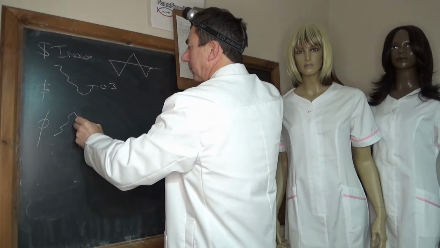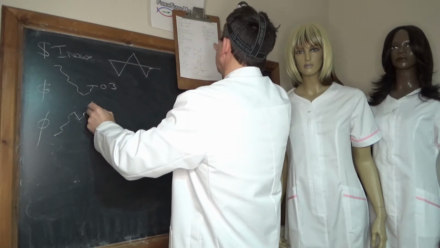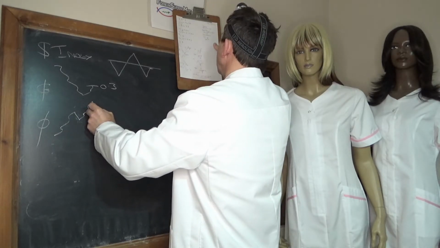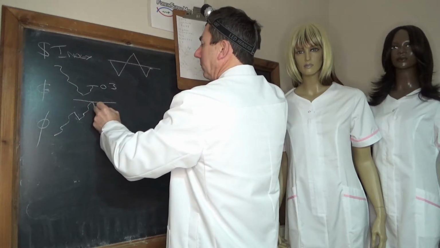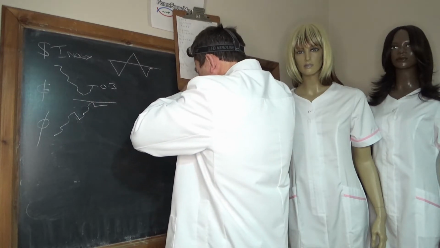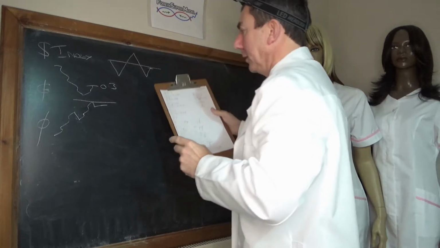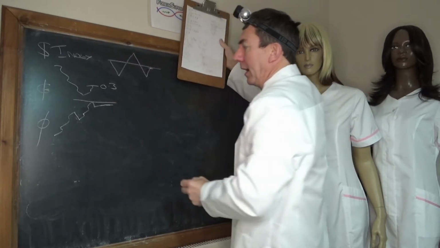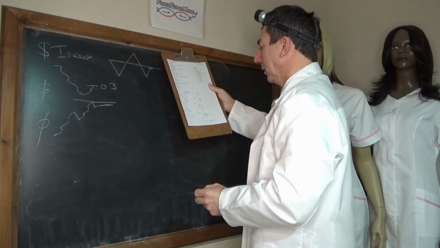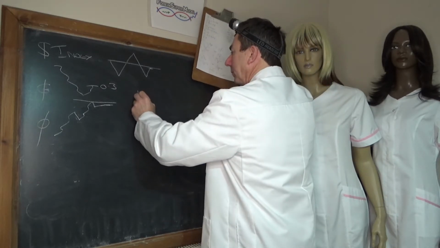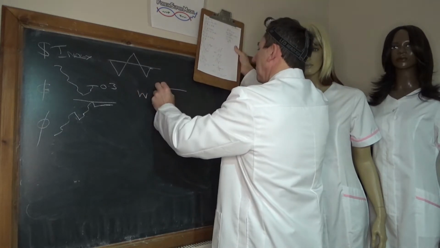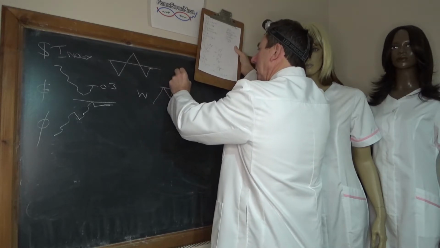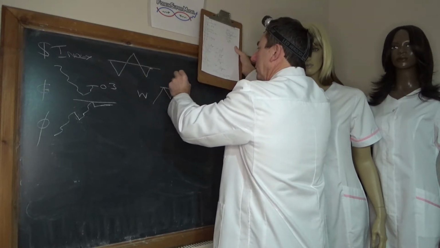Oil's been sort of doing this situation, and it's about there. Right, what else have we got? We've got Wall Street. Now Wall Street looks pretty much like this. It's come back a little bit, so it's about there.